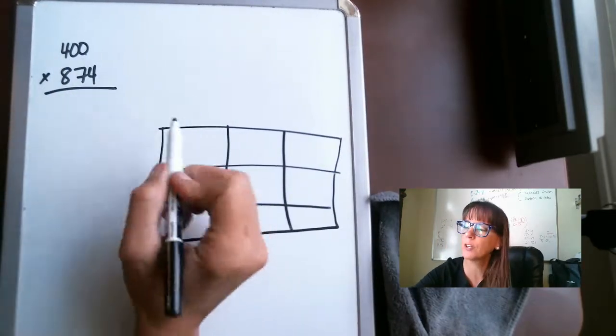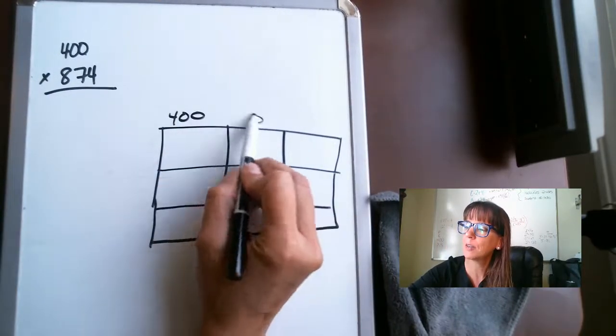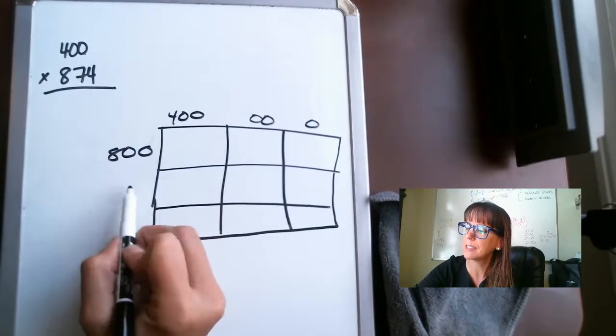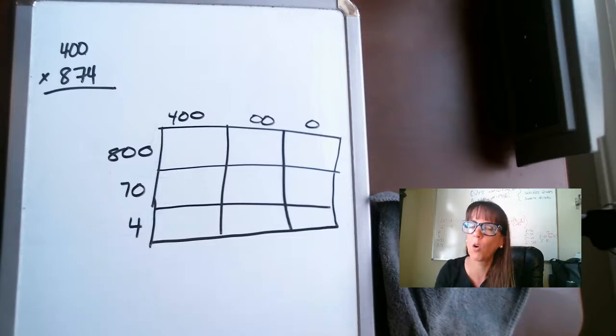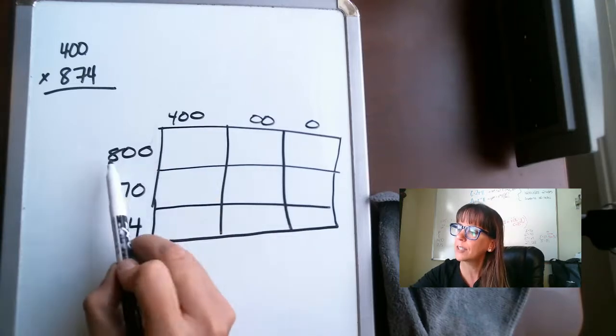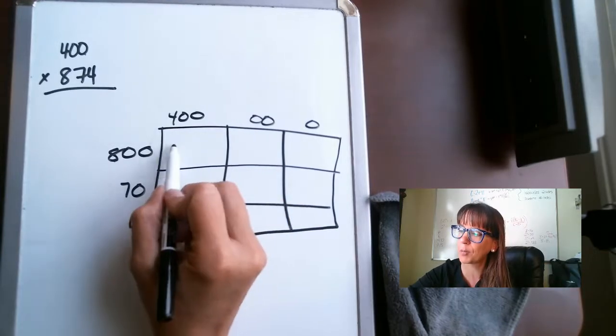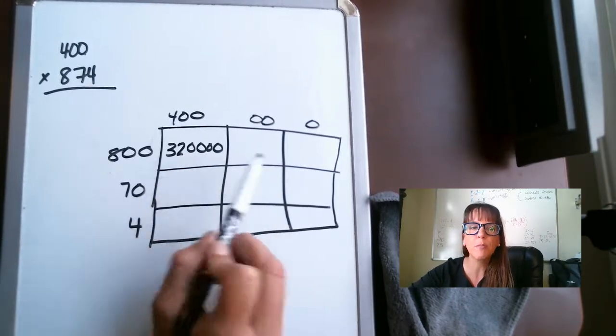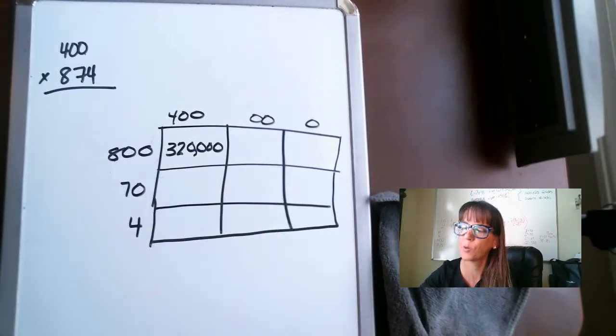Now up at the top we have 400, which is 400 plus 0, right? On the side we have 800 plus 70 plus 4. That's our expanded notation. If you don't remember that, let me know in class and we can go over that. All right, so 8 times 4, we get 32 with 1, 2, 3, 4 zeros. Now, when I'm doing these, I like to put a comma after every third one because it'll keep me nice and organized as I'm working along, okay?